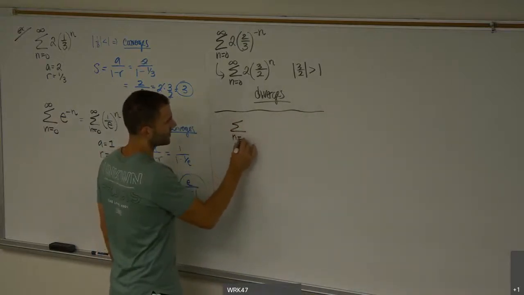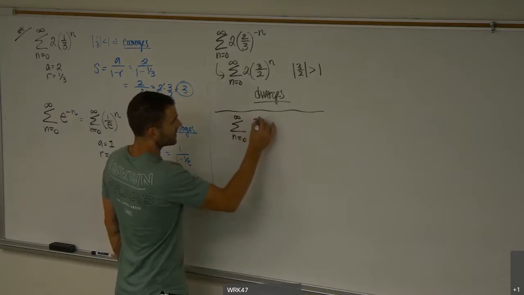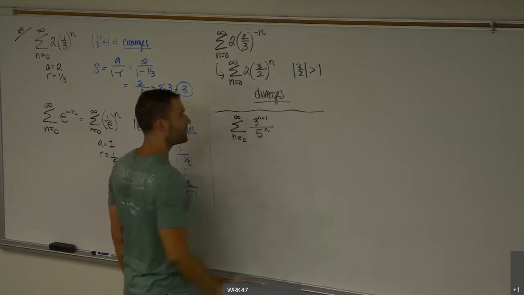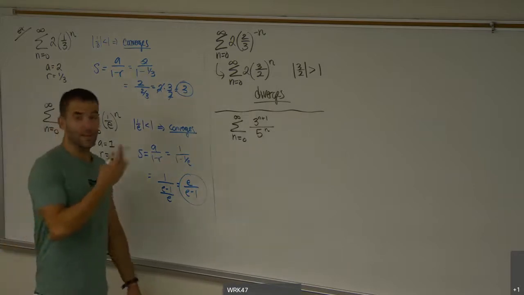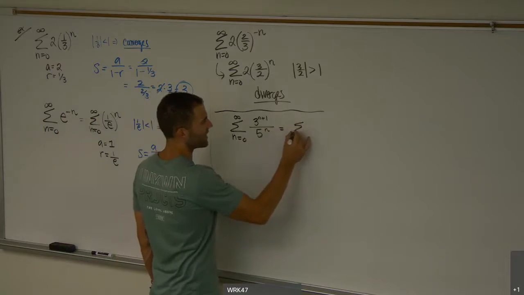this. n equals 0 to infinity, 3 to the n plus 1 over 5 to the n. And maybe it doesn't look geometric right away, but we can manipulate it using our knowledge of how exponentials work to write it in a geometric form.